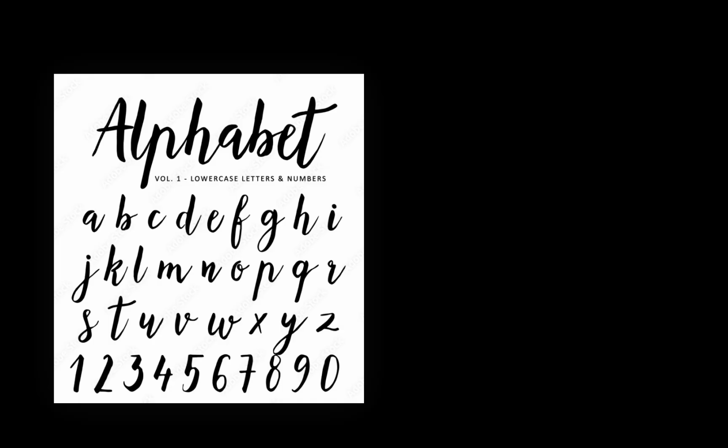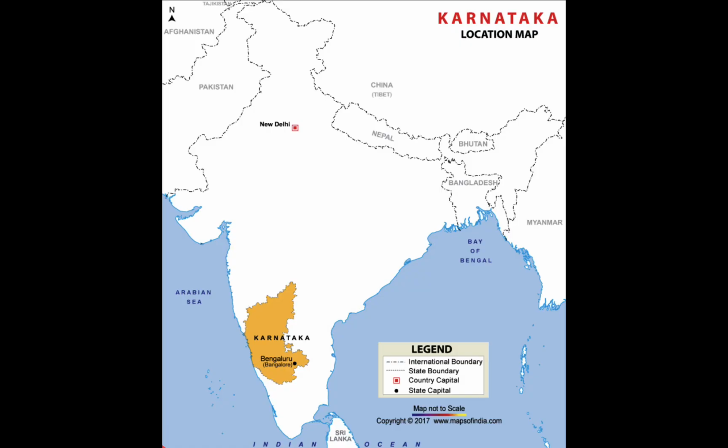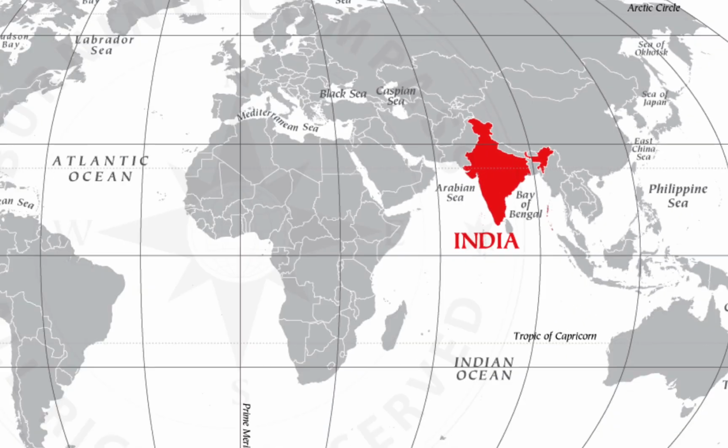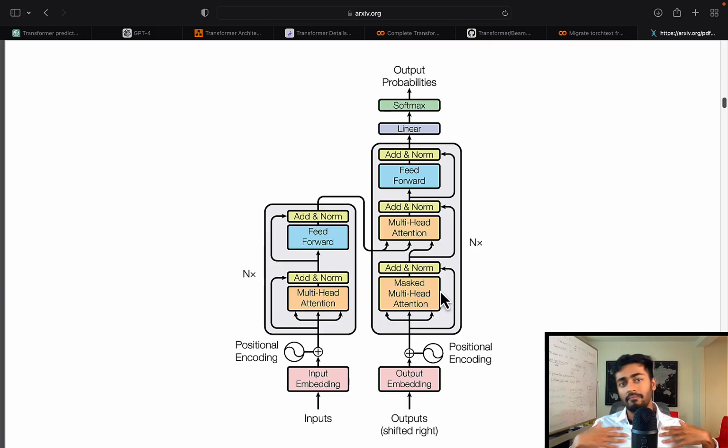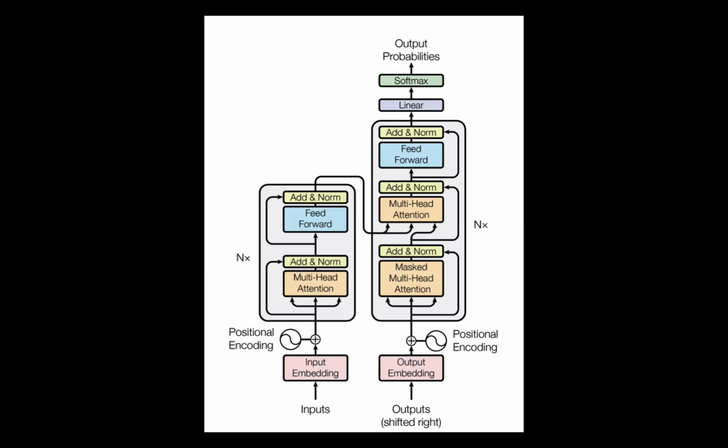And then to a language called Kannada, which I'm assuming you don't know because it's a very small South Indian language spoken in a very specific state, in a very specific country in the world. But I'm from that region, so I thought I would just create a translator to do so. If you want to code this out, do check out the Transformers from Scratch playlist. They are on the channel.